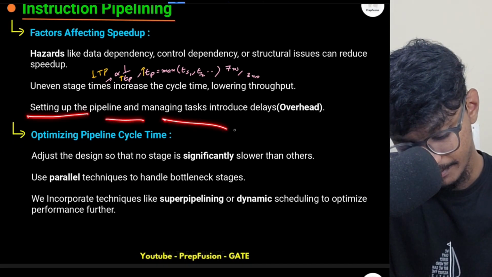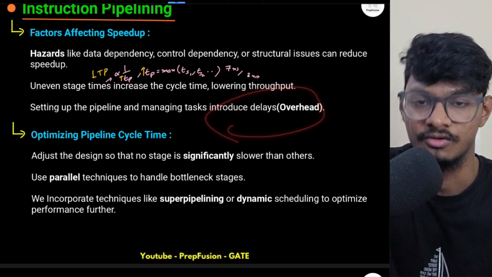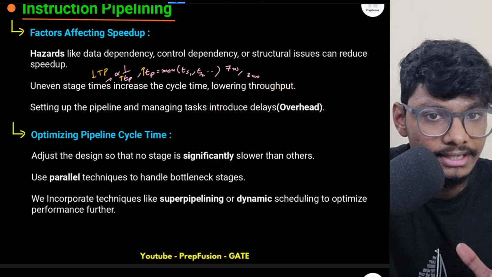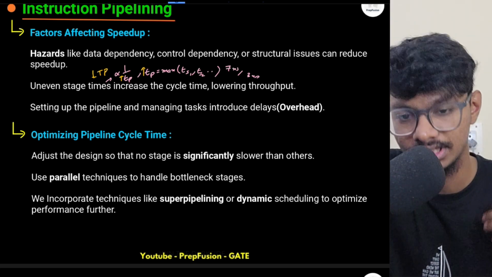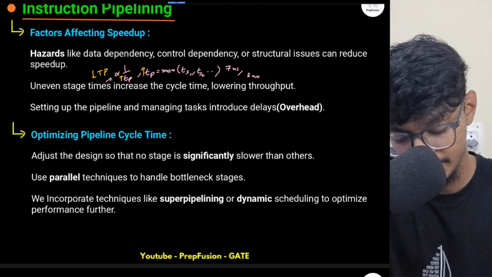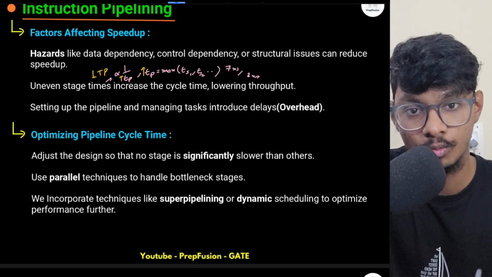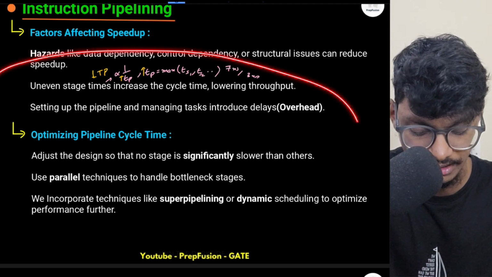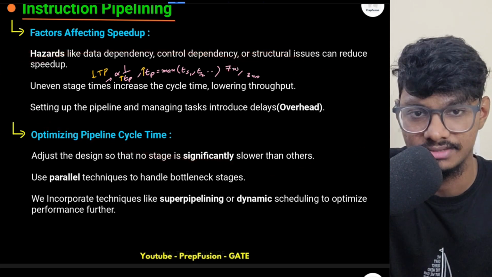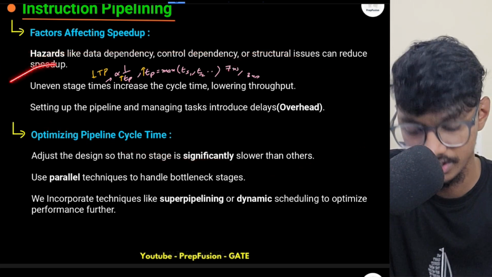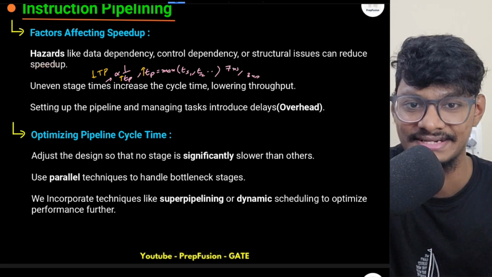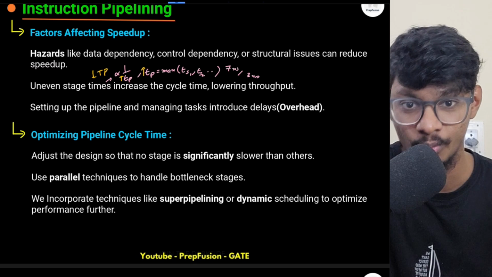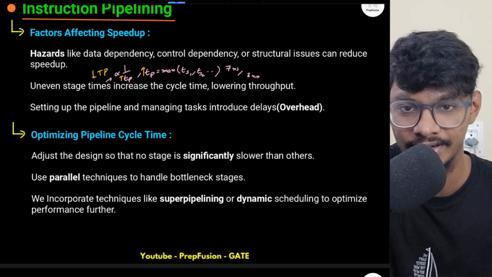Setting up the pipeline and managing tasks introduce delay or overhead. So doing all these things is also a headache, because you have to manage the tasks, and sequentially there can be a few hazards. To manage those hazards also, it will cause some delay, and those delays are known as overheads. We'll understand what delay they can cause and what type of problems there are in pipeline processing. Obviously, if you are getting so many good things, there will be some disadvantages.